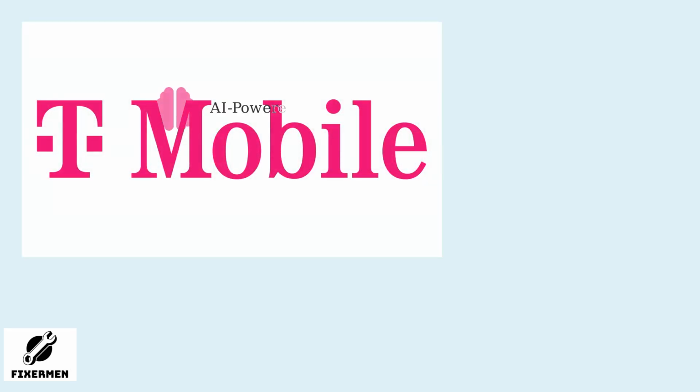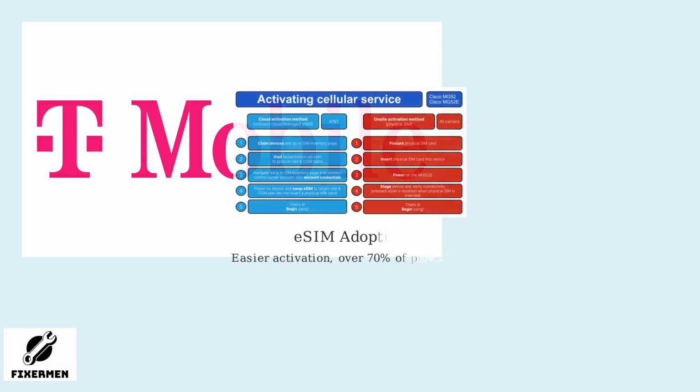T-Mobile continues to innovate SIM provisioning with cutting-edge technologies. AI-powered systems now predict and prevent errors in real time, reducing failure rates to under 1%. Machine learning analyzes patterns to preempt issues like network congestion or firmware conflicts, enabling automated fixes that resolve most problems without user intervention. eSIM technology is rapidly gaining traction, now accounting for over 70% of new activations.